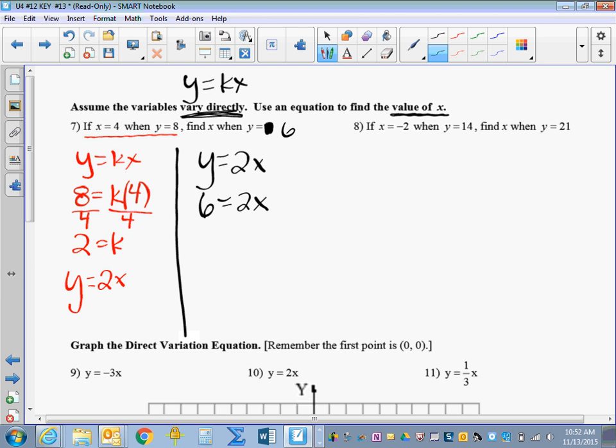And Trey, how do I solve for x? Divide by 2. Abdul, what is my answer for x? Very good. X is 3. Again, the question asked for us to find the value of x, so this is my final answer. So I have x equals 3.